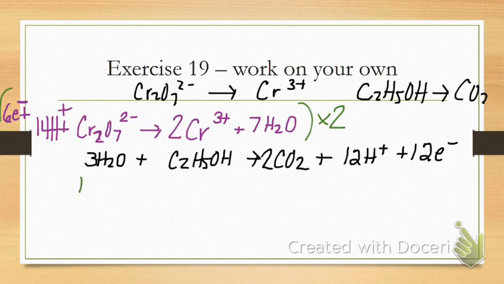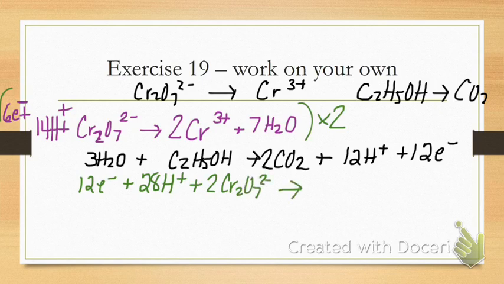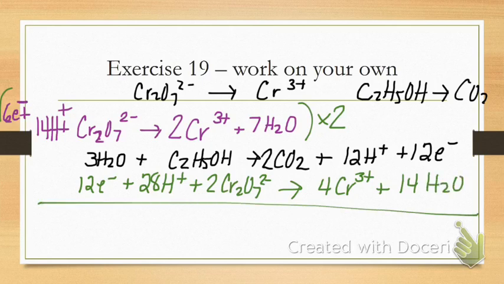So I have 12 electrons plus, dang, that's a lot of hydrogen, 28 hydrogen, plus 2 dichromates yields 4 chromium 3 plus, 14 water. Now we're going to add those two together, and we're going to cross out what appears on the same side, on opposite sides.